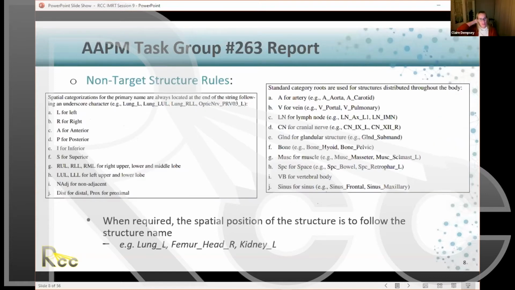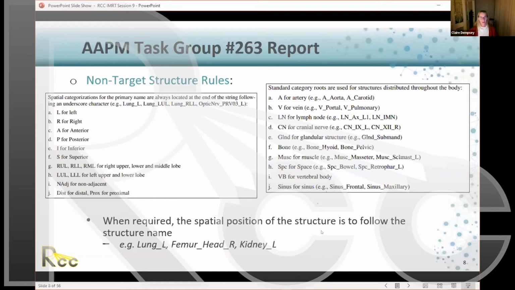If we look just at the non-target structure rules, we have obviously different letters for different orientations in the body. So L for left, R for right, A for anterior, and so on. Distal and proximal we've got there, and also for other structures through the body. So A can be for artery, V for vein, LM would stand for lymph node. So there's just in the document some really nice tables that summarize that. So I've just grabbed a couple of those out of them for examples.